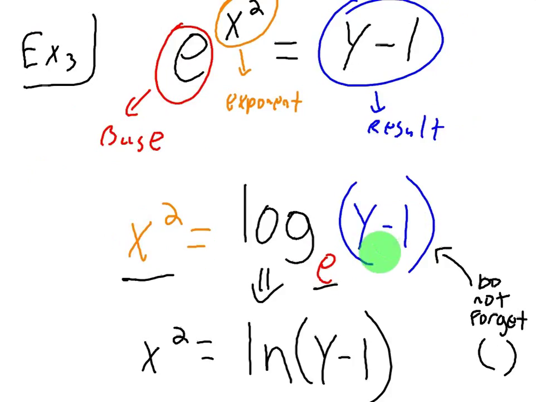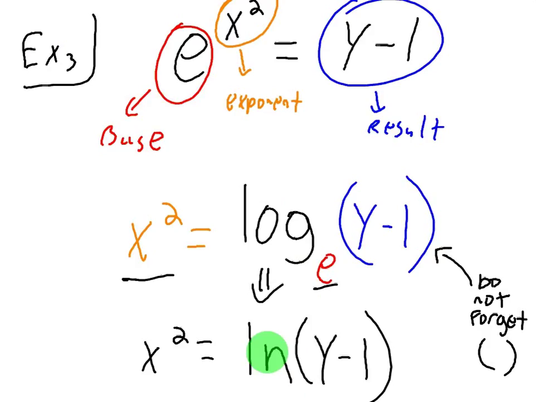Now, because e is such a prevalent number, and it's an important number, log base e has a special way of writing. Okay? Instead of writing log base e every time, since it comes up so much, we write ln. And we don't even include the base. ln means log base e.